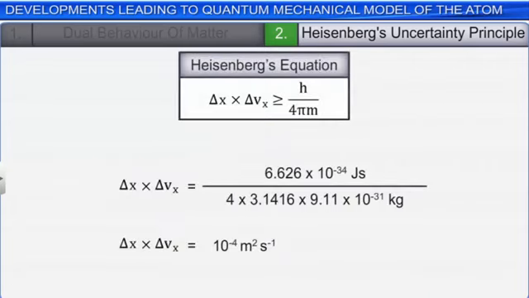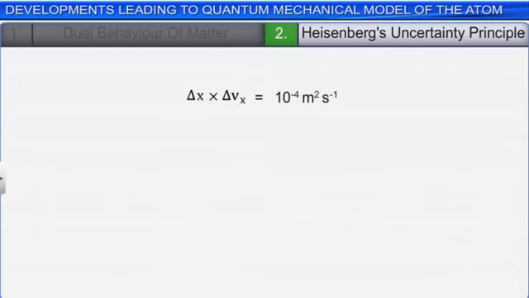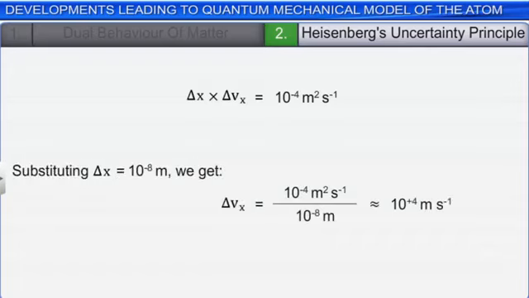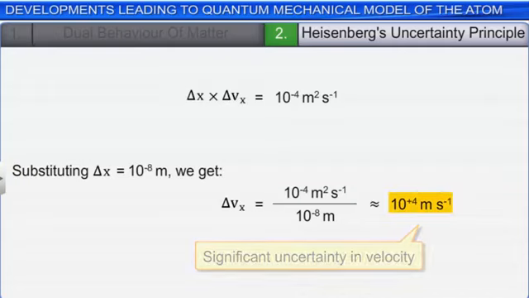As we have already calculated, for an electron, the product of delta X and delta V is found to be equal to 10 raised to the power minus 4 square meters per second. Therefore, the uncertainty in velocity can be calculated by substituting the value for delta X, say 10 to the power minus 8 meters, in the Heisenberg's equation. This means that if one tries to find the exact location of the electron to an uncertainty of only 10 to the power minus 8 meters, the uncertainty in velocity becomes positive and enormously significant.